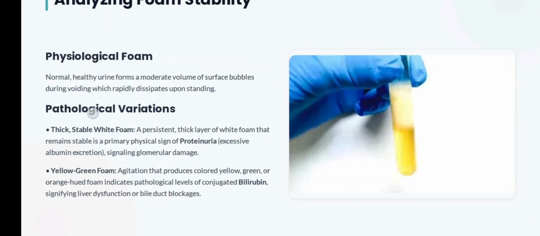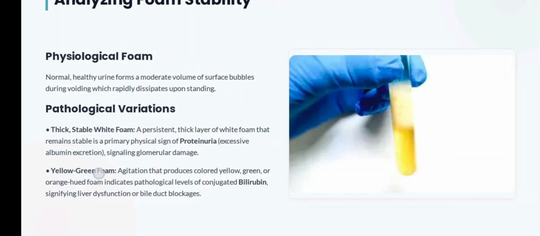Analyzing foam stability. Physiological foam. Normal healthy urine forms a moderate volume of surface bubbles during voiding, which rapidly dissipates upon standing. Pathological variations. Thick stable white foam. A persistent thick layer of white foam that remains stable is primarily a physical sign of proteinuria, signaling glomerular damage.